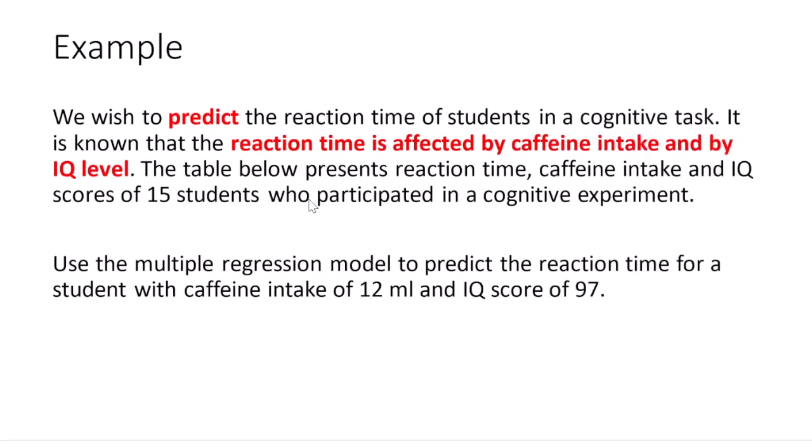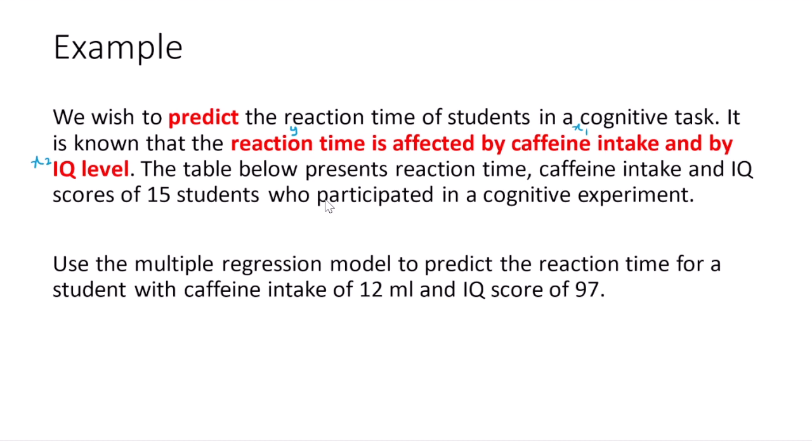Let's look at this example. We wish to predict the reaction time of students in a cognitive task. It is known that the reaction time is affected by caffeine intake and by IQ level. So reaction time will be our y variable or our dependent variable. Caffeine intake will be our first independent variable or x1. And IQ level or IQ score will be our second independent variable or x2.